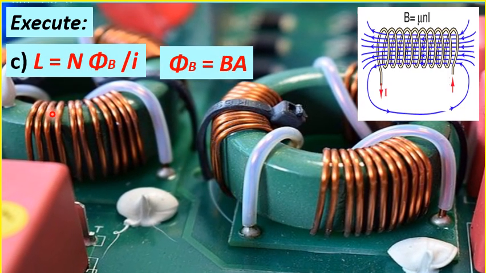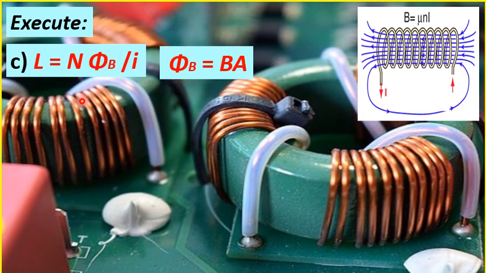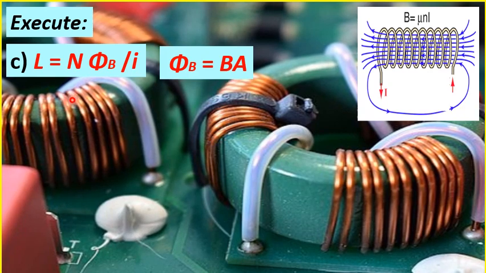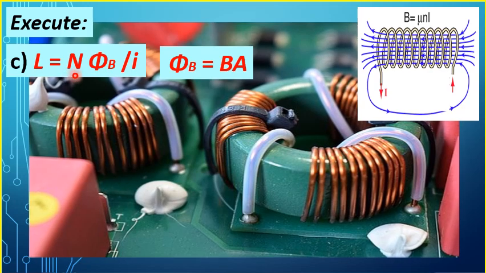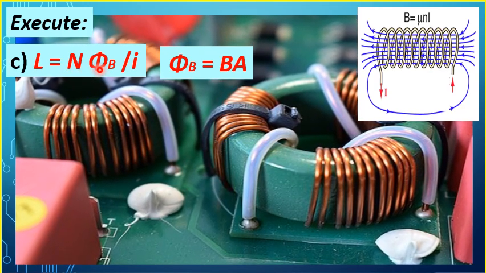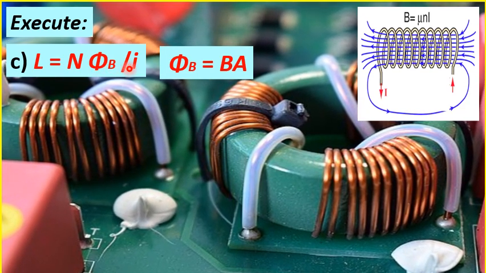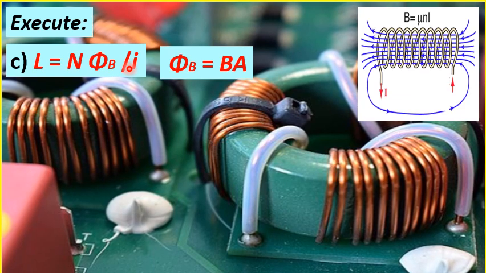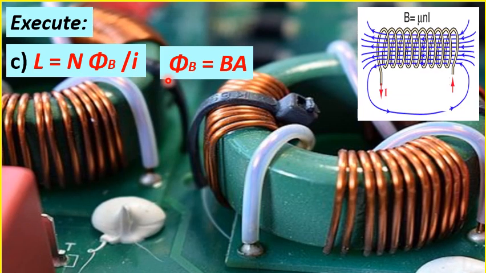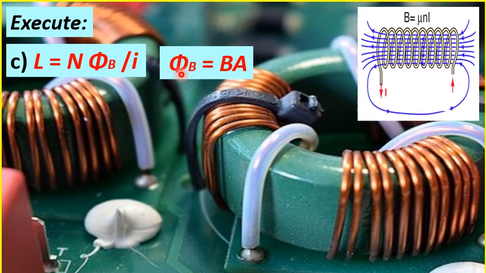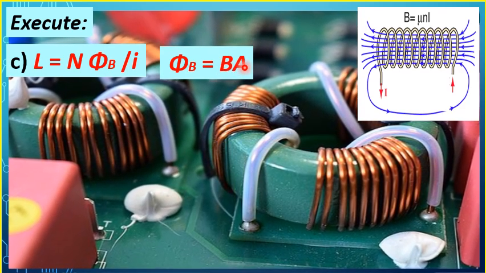Moving on to question letter C, where we're asked to compute the inductance, capital L, in the solenoid. The formula is capital L equals the number of turns in the coil, capital N, times the magnetic flux, phi sub B, divided by the current, small letter I, where the magnetic flux, phi sub B, is equal to the product of the magnetic field, capital B, and the cross-sectional area of the solenoid.